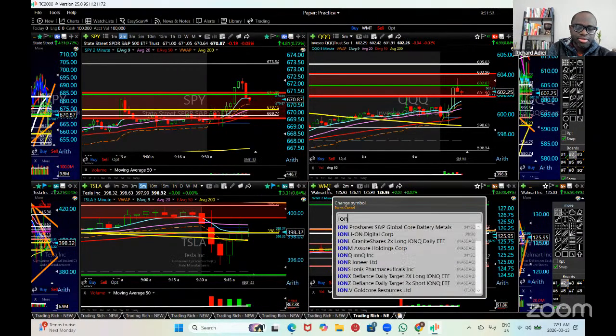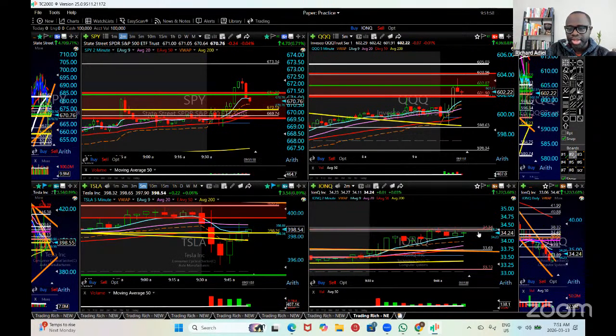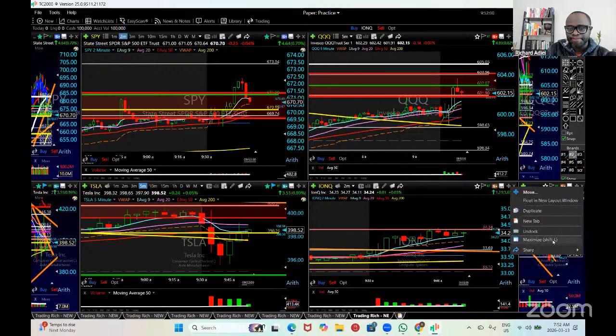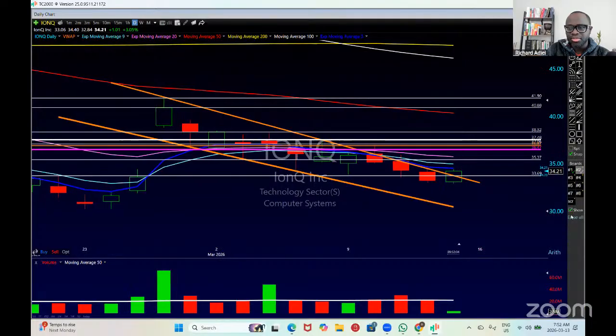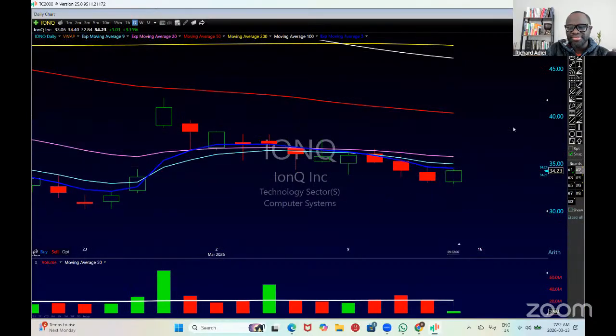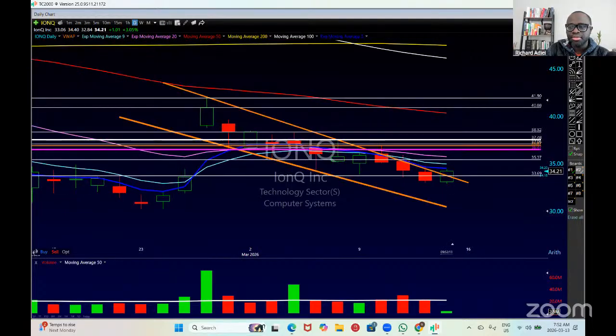Let's look at IonQ. I don't think it's going to do much. It's doing well. It's doing okay. It could break out from here. But I don't like the fact that we have all these moving averages congestion. Nah, it's going to be a struggle.